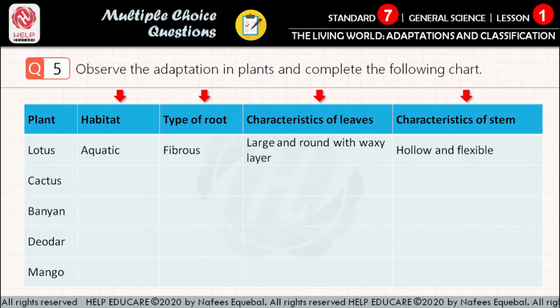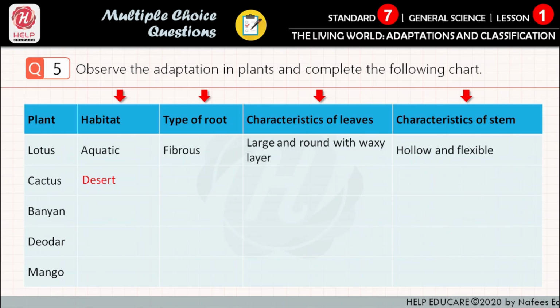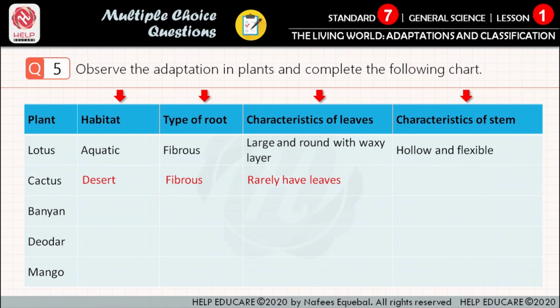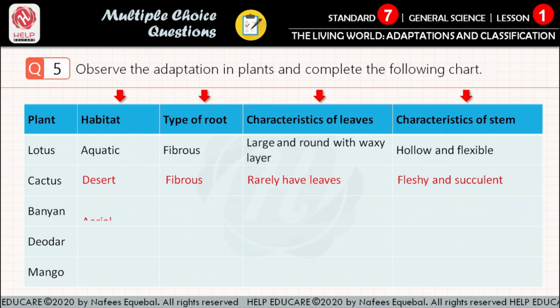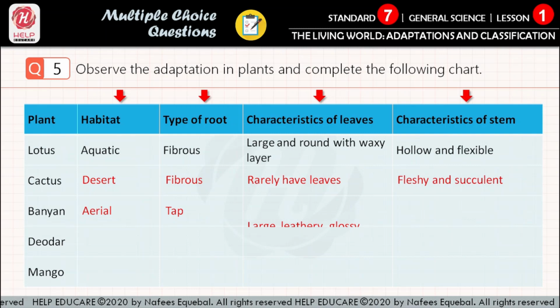For cactus, habitat is desert. Type of root is fibrous. Characteristics of leaves is rarely have leaves. And characteristics of stem is fleshy and succulent. For banyan, habitat of this plant is aerial. Type of root is tap. Characteristics of leaves is large, leathery, glossy, green, and elliptical. And characteristics of stem is thick and woody.